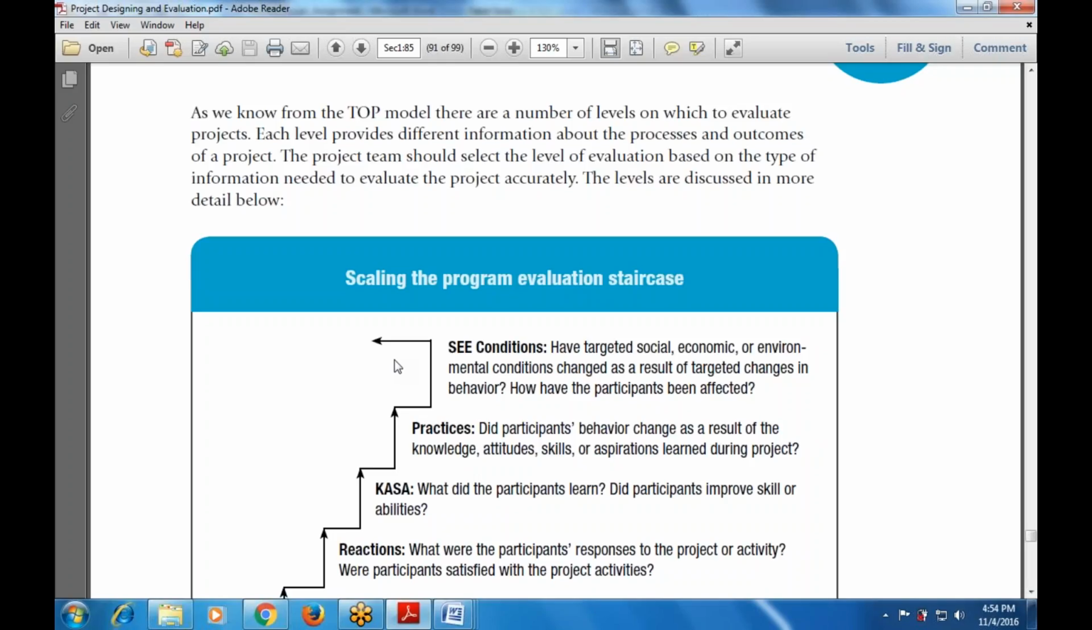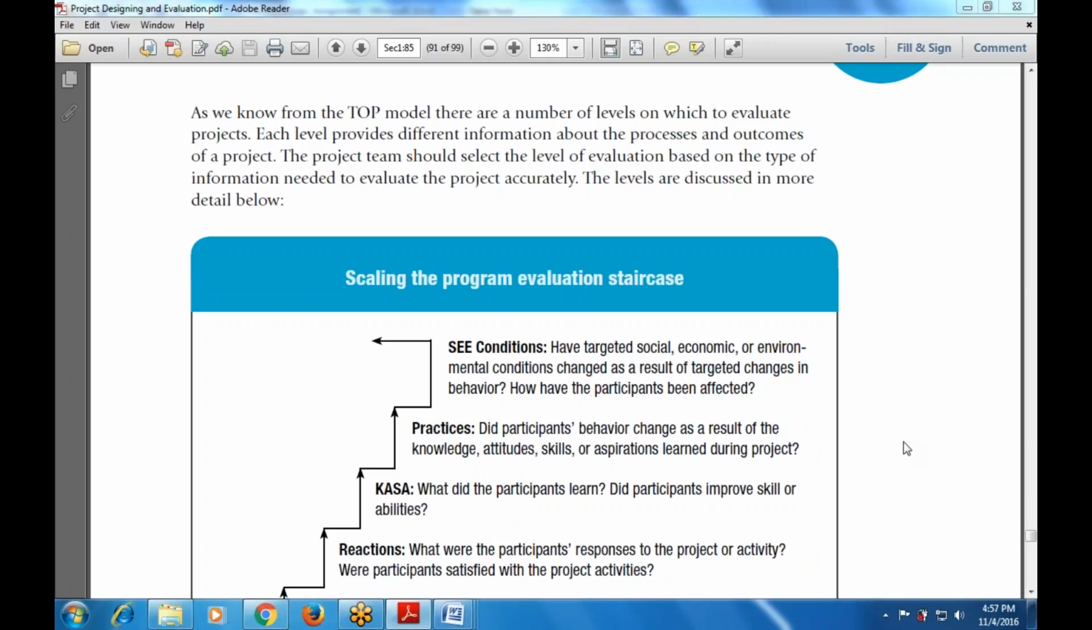So have the targeted social, economic, or environmental conditions that is based, or that is changed as a result of the targeted changes in the behavior, and how well the participants have been affected, or how the participants will be used in the changing environment. That is also SEE condition. The next is the practices.